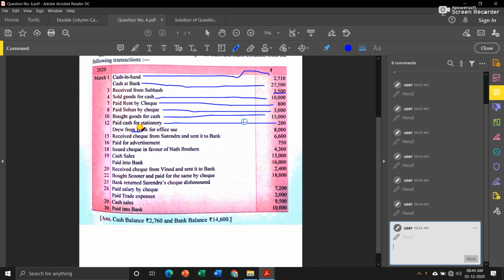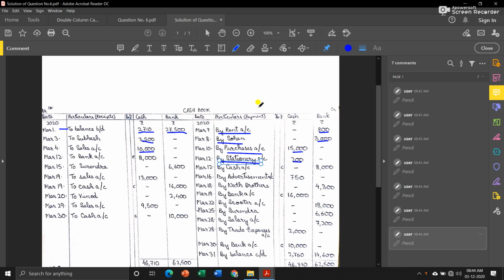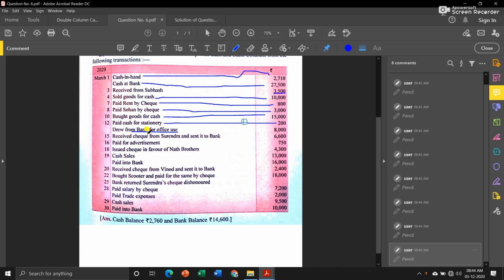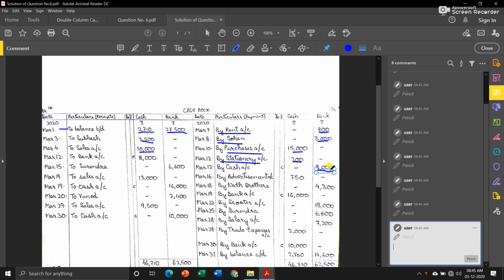Then next, drew from bank for office use, meaning we withdrew some cash from the bank for business use. That means it is a contra entry. It includes both columns, that is, the cash column and the bank column. Now let us see how. We withdrew from the bank. That means bank is the giver. So on the payment side, we will record in the bank column 8,000, and think who is receiving the money. It is cash in the business that is receiving money, so we will write in the cash column here 8,000.